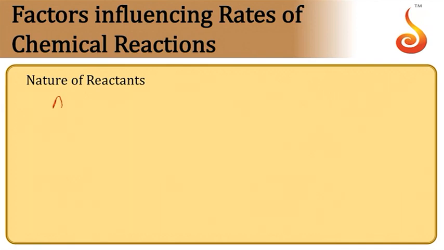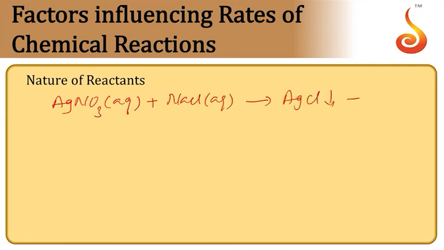Let us take an example. If we take AgNO3 aqueous solution, combining with NaCl ionic compound, again in aqueous solution, it forms a precipitate of AgCl, and the byproduct is NaNO3, again in aqueous solution. As soon as you mix these two components, immediately we get a precipitate of AgCl, which means the reaction is very fast. Reaction is very fast in the case of ionic compounds.